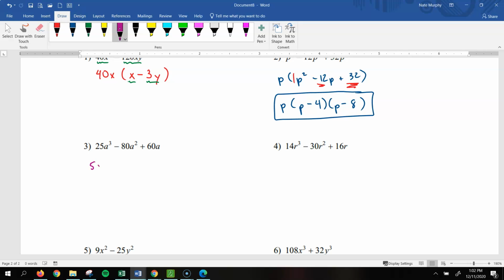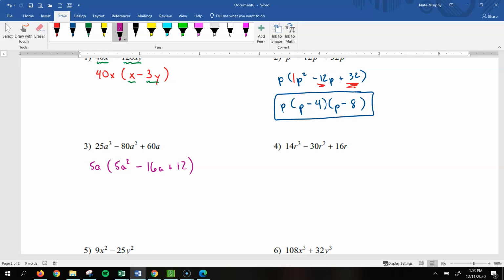By the way, a little divisibility test: anytime a number ends in 5 or 0, it's always divisible by 5. So let's see what happens when we factor out 5a. Here we'd have 5a squared minus, and then we divide 80 by 5 and get 16, so minus 16a. Then we take 60 divided by 5, which gives us 12, because we factored out an a. So we'd have 5a squared minus 16a plus 12 here.